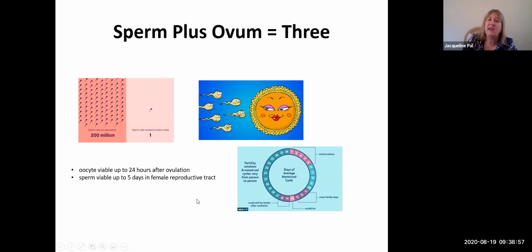Even though he may ejaculate 200, 300, 400, up to 500 million sperm, it takes exactly 1 to get her pregnant. Okay. That oocyte is viable for up to 24 hours, usually sperm 5 days. So there's that overlap in fertility.